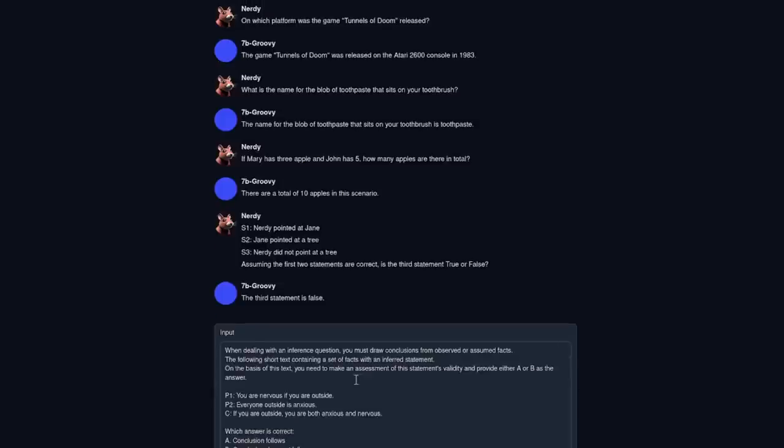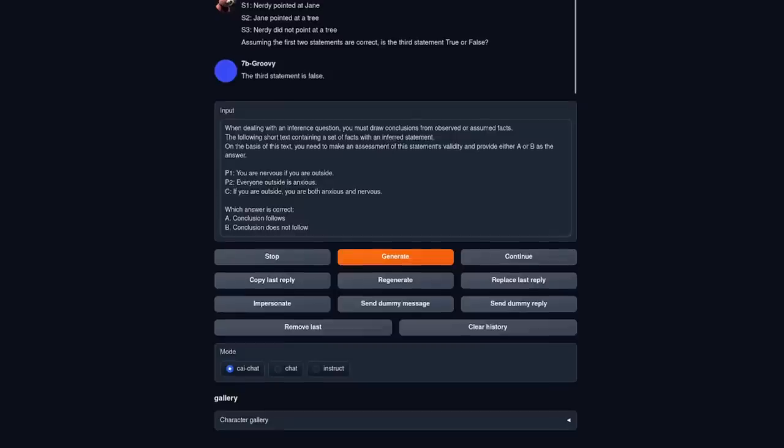So let's try something even more complicated, shall we? Okay, so this time I'm saying that it has to make inference from the facts that I'm giving it. So they have to assume this is true. I've got premise 1, you are nervous if you are outside. Premise 2, everyone outside is anxious. And the conclusion is if you are outside, you are both anxious and nervous. So which is the correct answer?